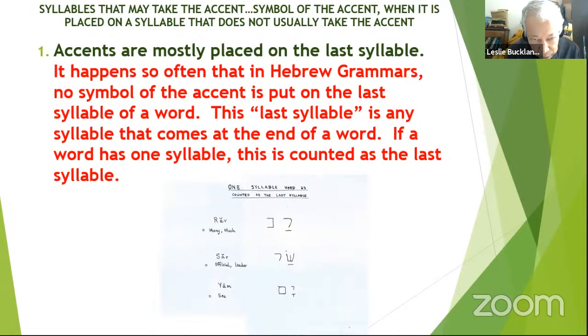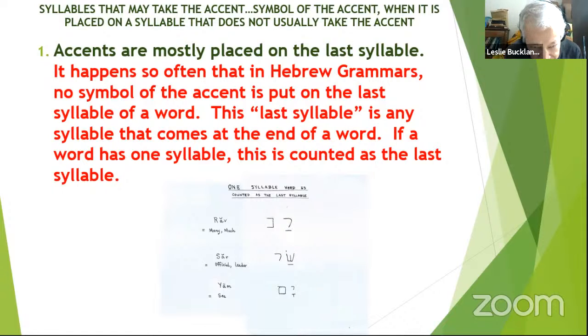Okay, so this one-syllable word, Rav, shows us that there is no accent symbol there, but it still has the accent. The next word is the letters Sin, Pathak, and Resh, Sar. And in English translation, that is official or leader. Notice again, there is no accent mark because this is the only syllable and it is counted as the last syllable, and there is no need to put an accent symbol there because that is where the accent normally is put.